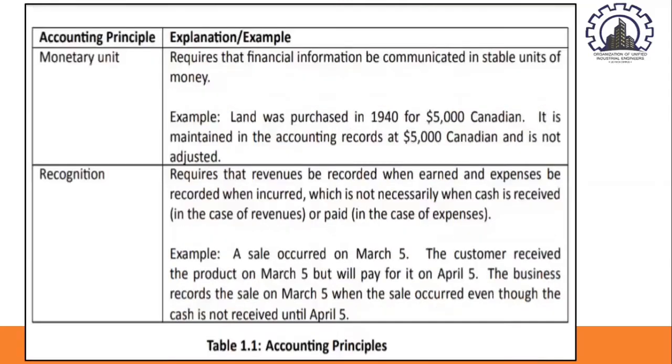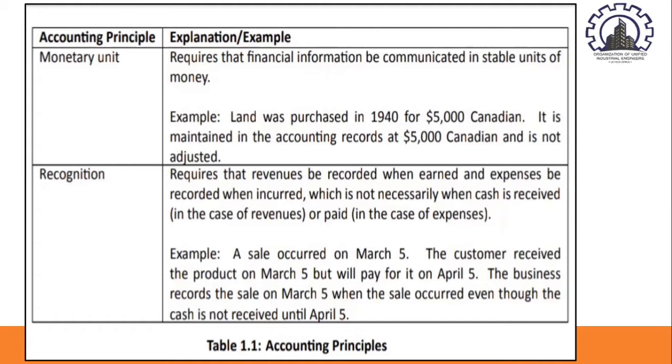And the next accounting principle or concept that we have would be monetary unit. The monetary unit principle requires that financial information be communicated in stable units of money. For example, land was purchased in 1940 for 5,000 Canadian dollars. It is maintained in the accounting records at 5,000 Canadian dollars and is not adjusted. So you should leave that one as is. You purchased it for 5,000, so you should record that one as 5,000 as well.